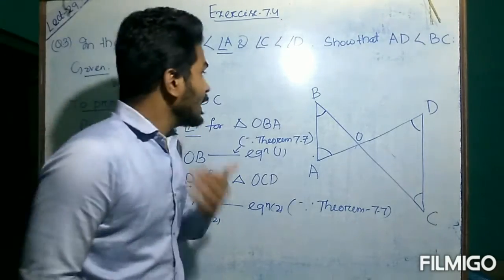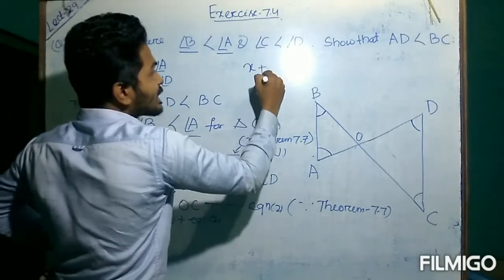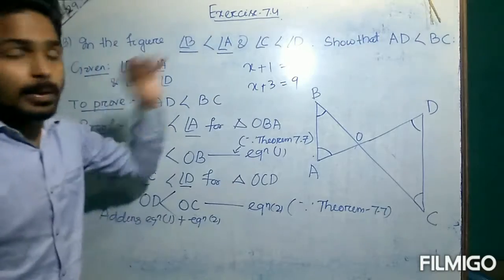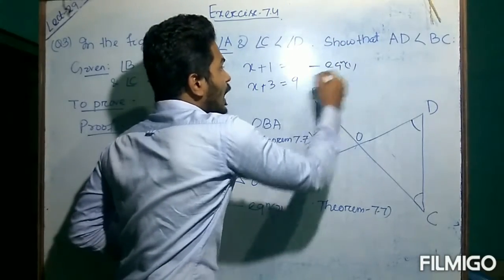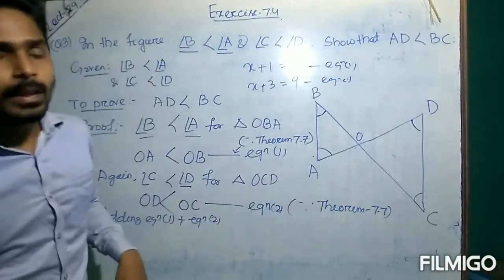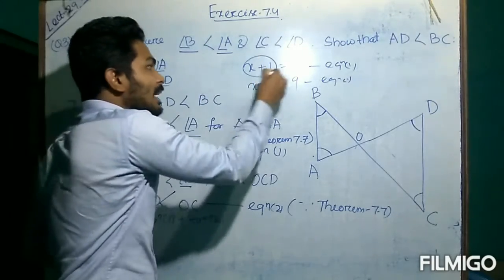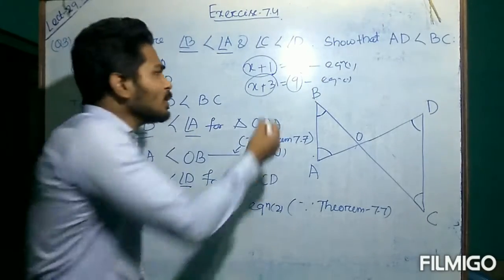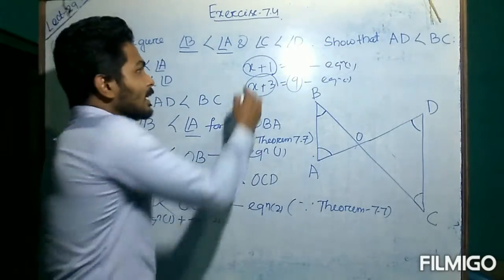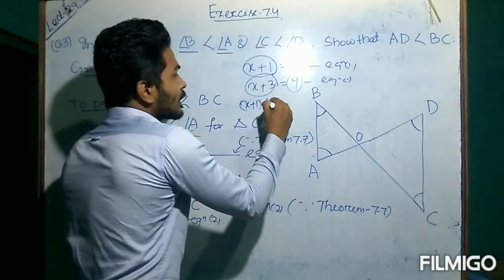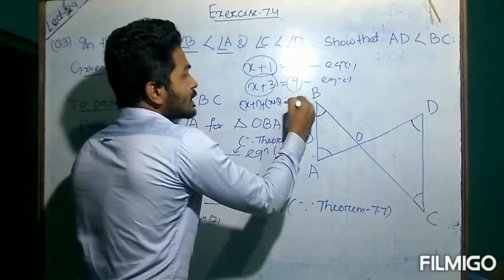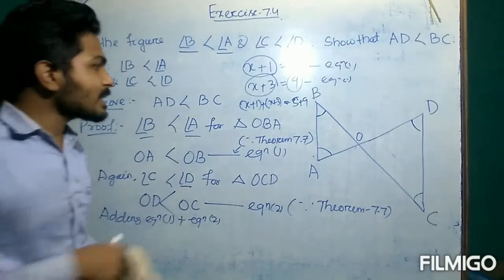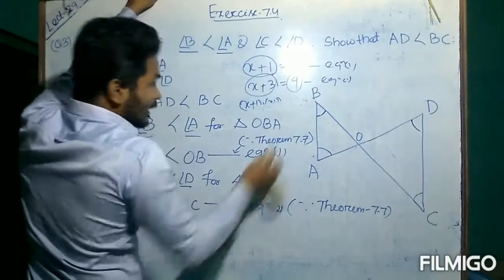Now how can we add them? If there are equations like x plus 1 is equal to 5 and x plus 3 is equal to 9, suppose these are two equations, then how can we add them? During the addition, we have to add the left hand side with the left hand side, the right hand side with the right hand side, and in between them we use the equal to symbol. So you can write x plus 1 plus x plus 3, similarly the equal to symbol in the middle, and 5 plus 9. Yes or no? Yes.